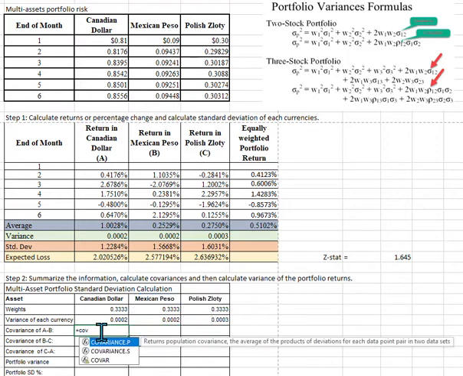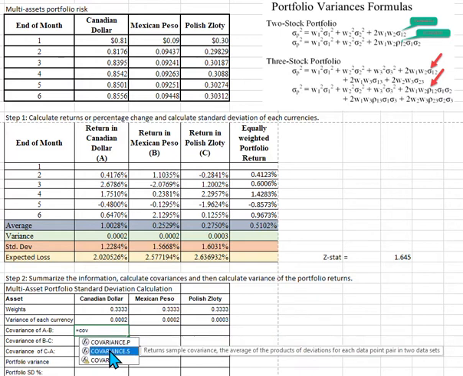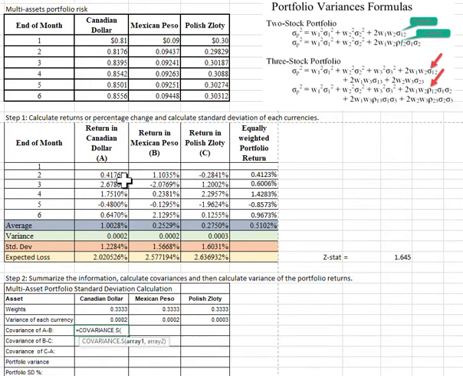Okay, so when you type COV, covariances, we have two choices: sample and population. I'm going to use the covariance for the sample, and I'm going to select the first currency, then a comma, and then the second one. Okay, close the parenthesis.